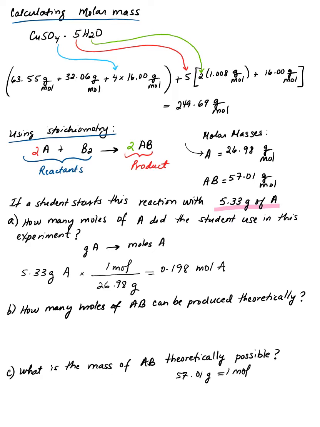So for the second problem here, what you want to know is, okay, how many moles of AB, which is your product, you can get if you start your reaction with 0.198 moles of A.